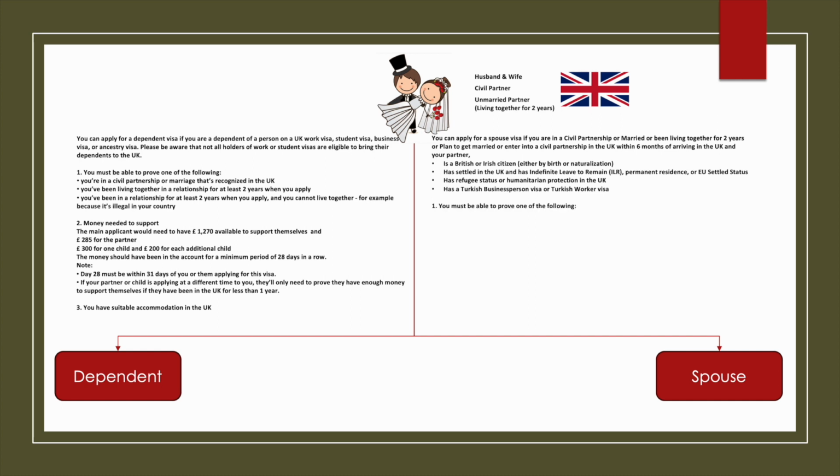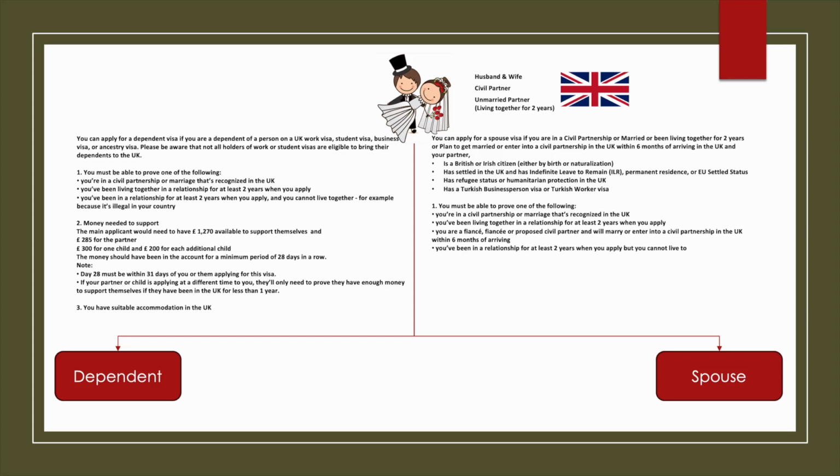So when you apply for spouse visa, similar to dependent visa, you should be able to prove in the same way your civil partnership or marriage that's recognized in the UK, or you have been living together in a relationship for at least 2 years when you apply, or you are a fiance or fiancée or proposed civil partner and will marry or enter into a civil partnership in the UK within 6 months of arriving. Or you have been in a relationship for at least 2 years when you apply, but you cannot live together, for example, because you are working or studying in different places, or it's not accepted in your culture.